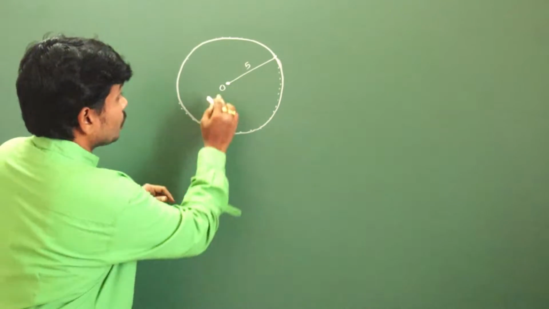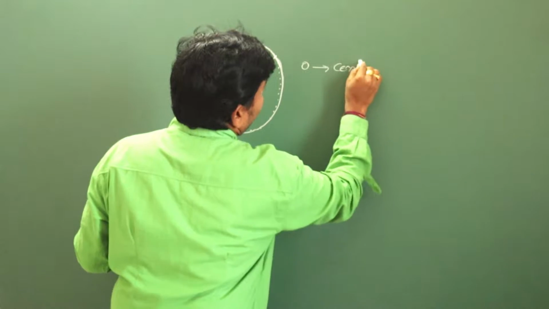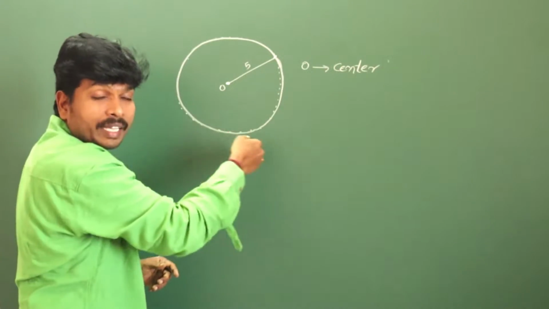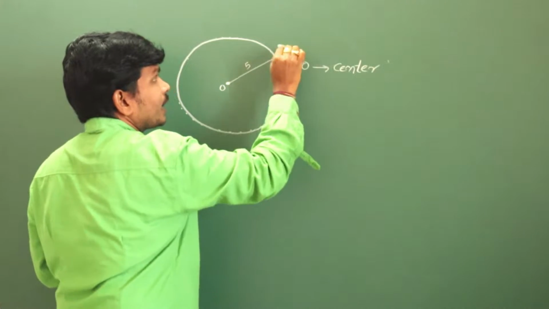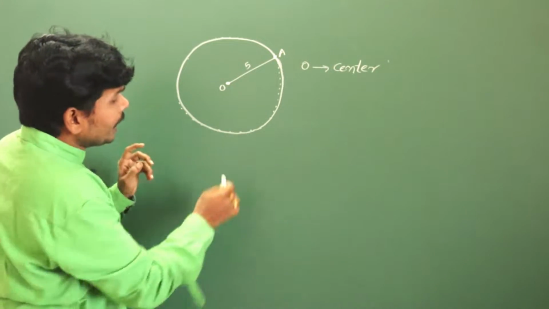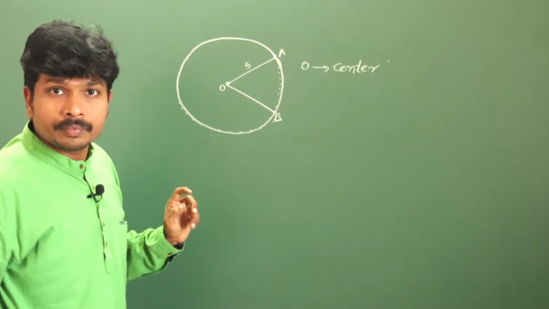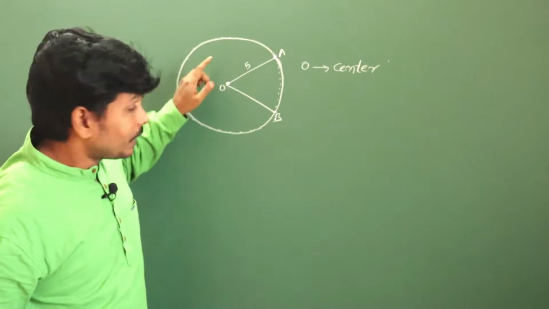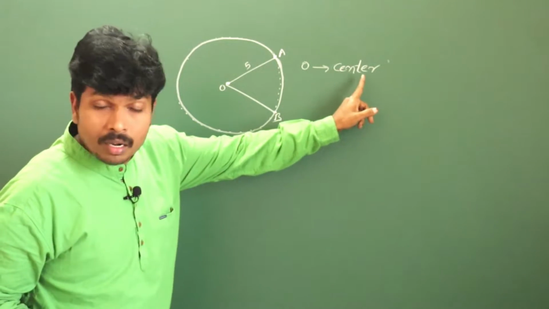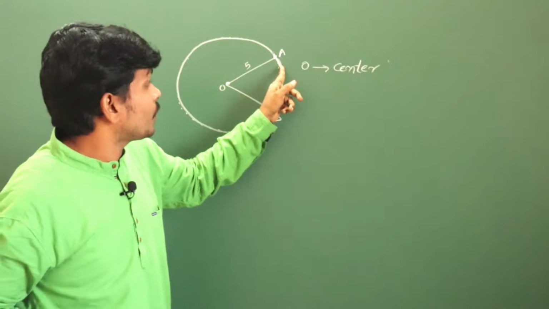So this fixed point O is called the center of the circle. Now here I am drawing infinitely many points. Just let it be one point, you take it as A. You take any point on the circle. This fixed distance is called the radius. The fixed point is called the center of the circle, and the fixed distance is called the radius of the circle.